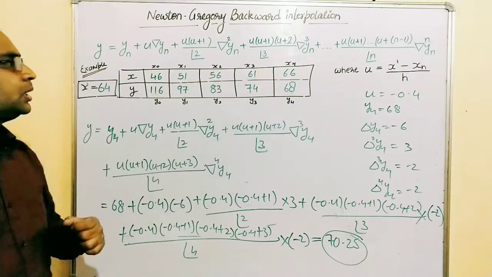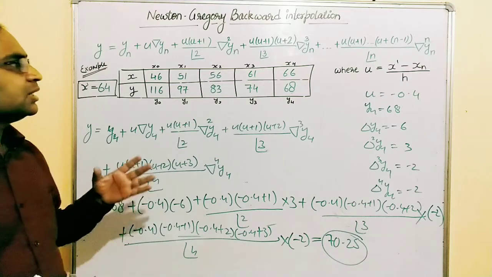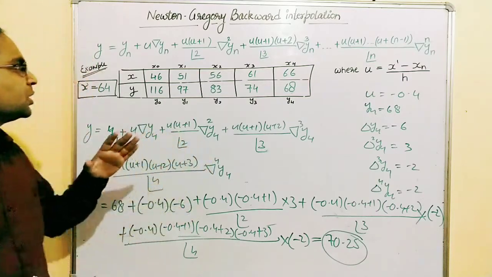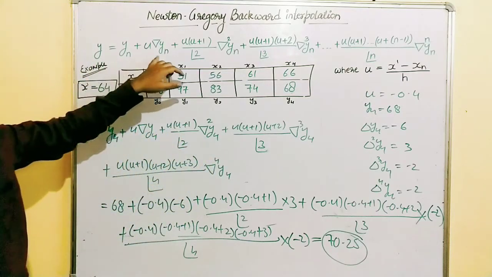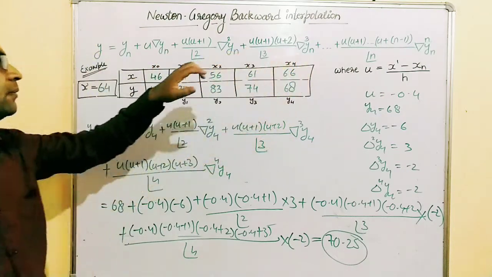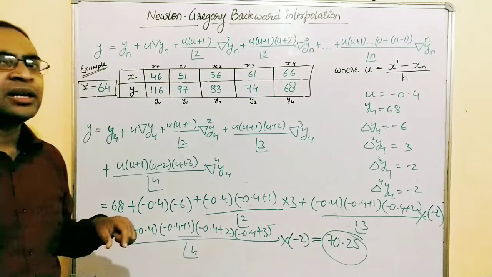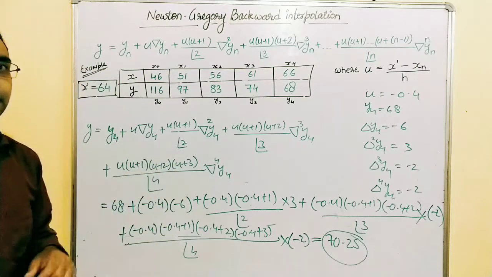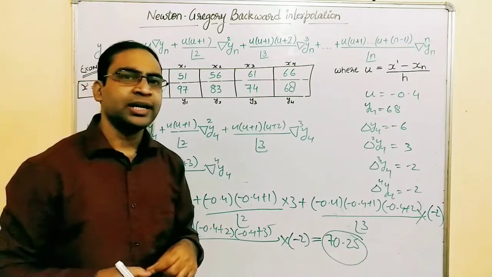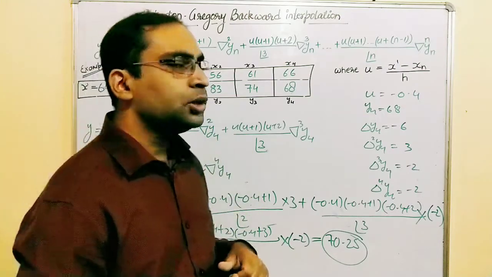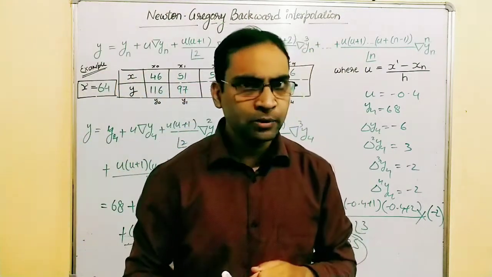So this is how we can use the Newton's Gregory backward interpolation formula to find out the value of the missing term with the help of interpolation. And we used two things here. In the formula we used all y and the last terms, and we used the backward del operator. For that we saw how we can create the backward difference table. I hope you have understood the concept of this Newton's Gregory backward interpolation formula.